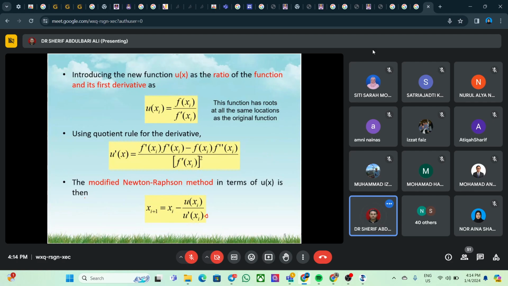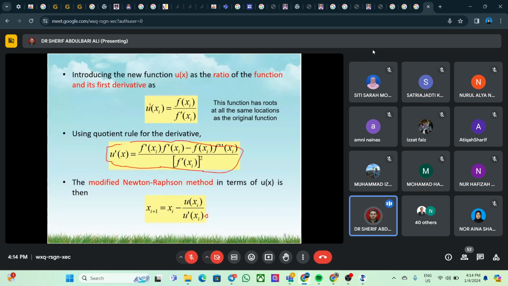How can we find the modified Newton-Raphson equation? Again, I'm repeating, you are not going to be asked to derive the equation. The equation is going to be given, and you are just going to use it. So how do we get the equation? We introduce a new function, which we call u(x), as a ratio of the function and its first derivative. So u(x) is equal to the function over the first derivative of the function. If you find the derivative of this function, you are going to get this equation here.